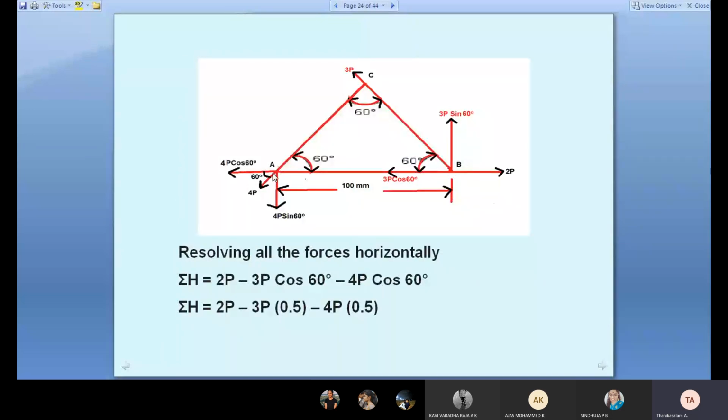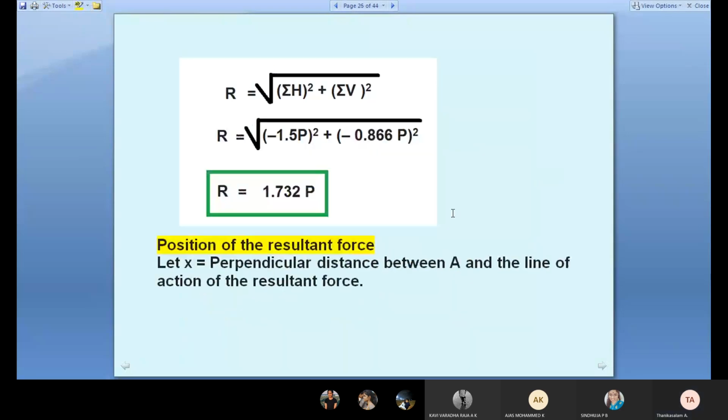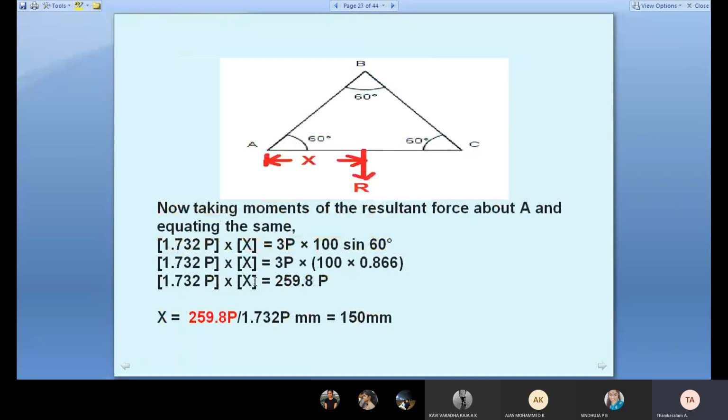What are the forces that come to point A? 4P cos 60 acts from point A. 4P sin 60 acts from point A. The 3P cos 60 goes to point A, you see the arrow mark. And 2P also starts from point A. So they do not give moment. What is the moment? Force into perpendicular distance. Which force is perpendicular with respect to A? Only one force: 3P into sin 60, at a distance of 100 mm. So apply that here, 3P into sin 60.